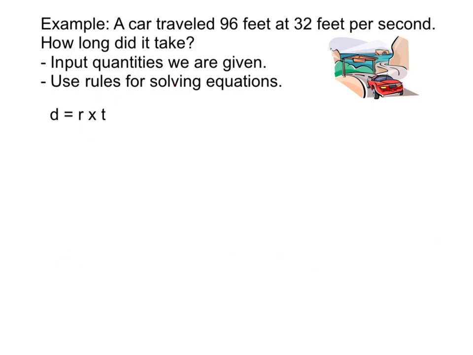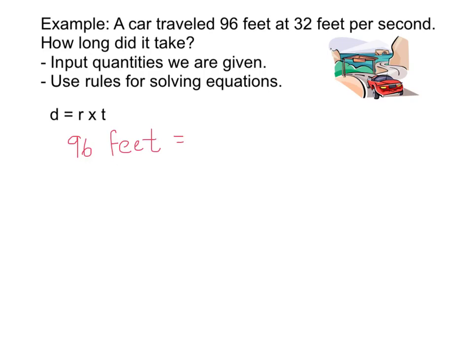Okay, in my last example, we have a car traveling 96 feet at 32 feet per second. We want to know how long it took. So we're going to input the quantities we're given and use our rules for solving equations. So first off, do we have a distance? Yes, we do. We have 96 feet is our distance.